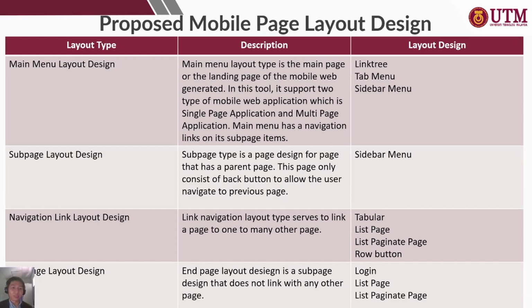Third one is the link navigation layout design. This type serves to link one page to many other pages. So from the name itself, we know link navigation links one page to another page. And the last one is the end page layout design. The end page layout design is a sub-page design that does not link with any other page.